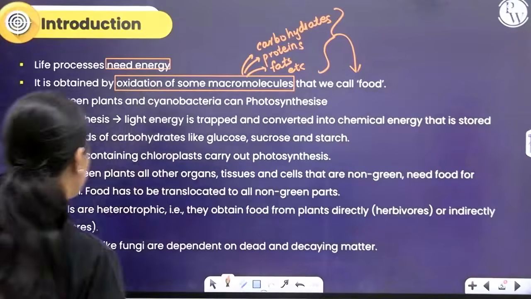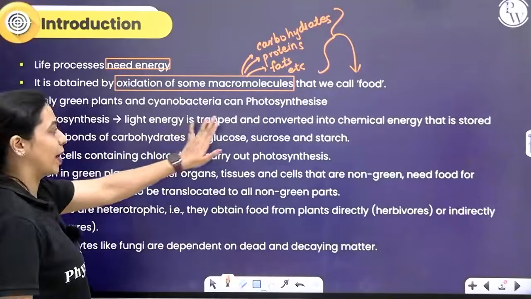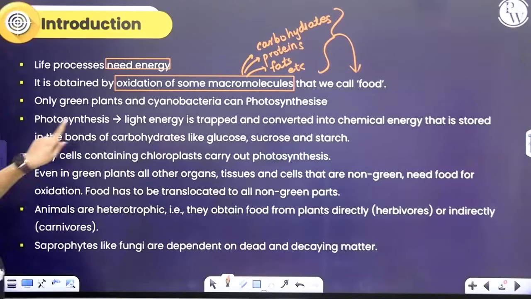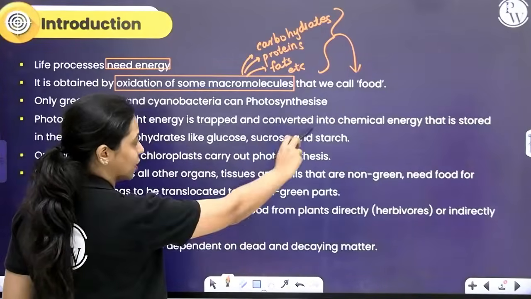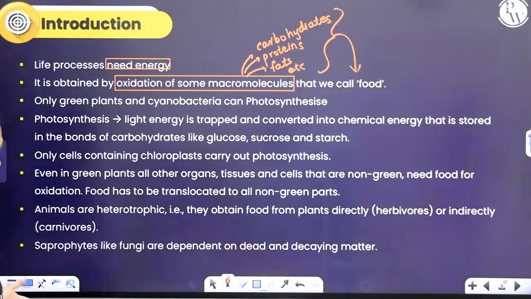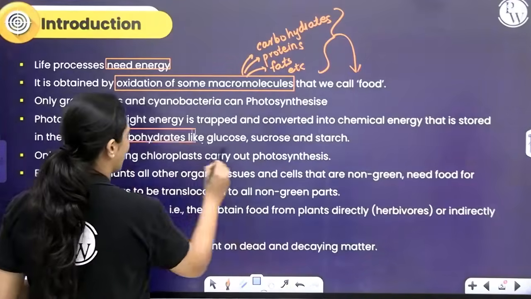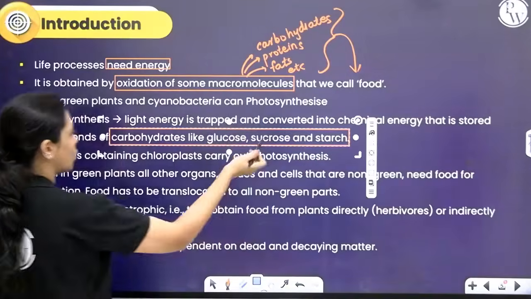All right. So only green plants and cyanobacteria can perform photosynthesis. In photosynthesis, light energy is trapped and converted into chemical energy. I told you that. And that is stored in the bonds of molecules like carbohydrates, such as glucose, sucrose, starch.